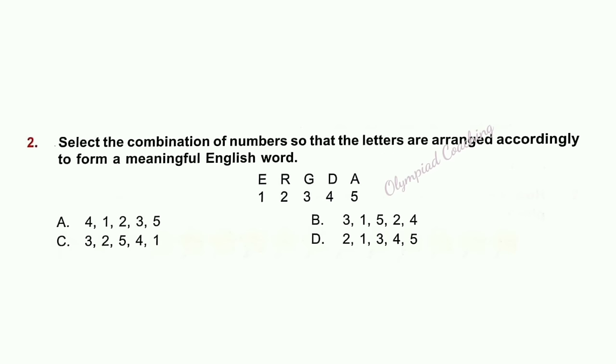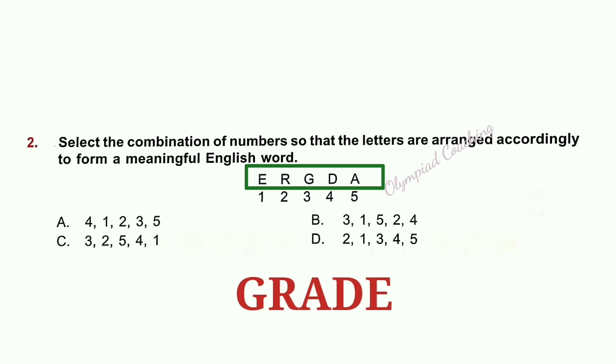Question number 2. Select the combination of numbers so that the letters are arranged accordingly to form a meaningful English word. Letters given are E, R, G, D, A. The meaningful word formed is GRADE. G, R, A, D, E. So option C is correct. 3, 2, 5, 4, 1.